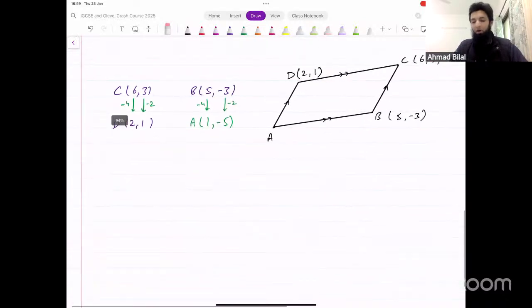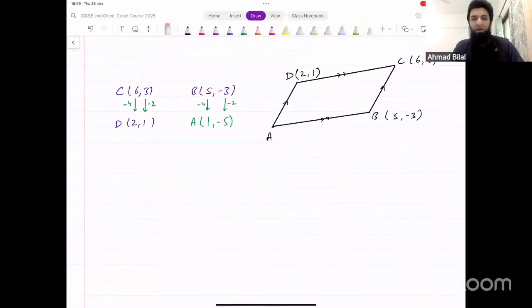Or when you have a figure like this, a rectangle, a square, a parallelogram, a rhombus, in all of them, you can use this idea that the opposite sides are supposed to be parallel and equal. So the opposite vectors are equal. That means whatever is the number of units that you have to go in order to go from C to D, it should be the same number of units that you have to go in order to go from B to A.